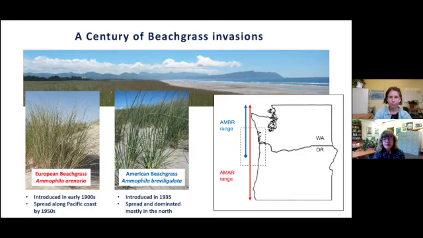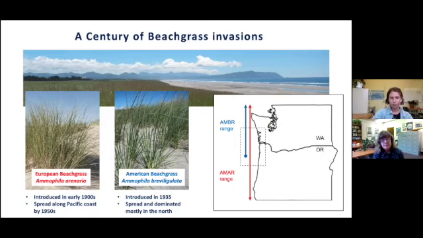And actually, it turns out that two different species of beach grasses were introduced in the early 1900s. The first one was the European beach grass. This species was brought from Europe, in particular, I think from the coasts of France. And this is Ammophila arenaria, European beach grass. It was the first species to be introduced in the early 1900s, and it spread across the entire coast. By the 1950s, it was pretty much everywhere on the coast, from Mexico up to Canada.